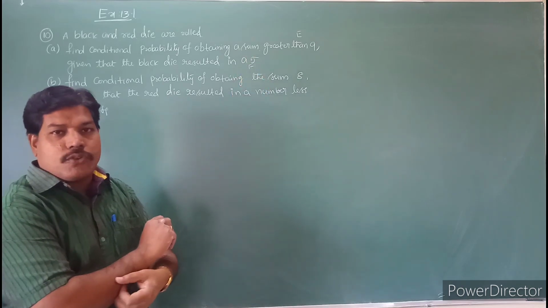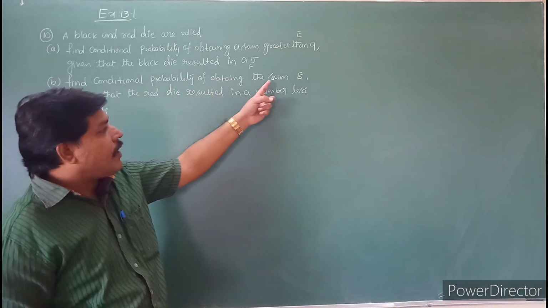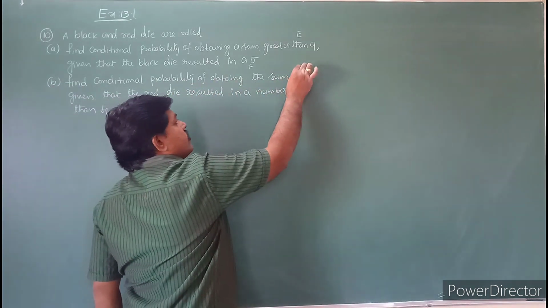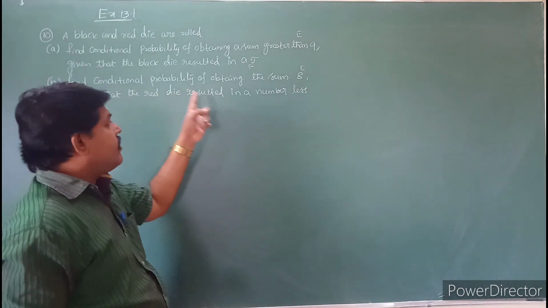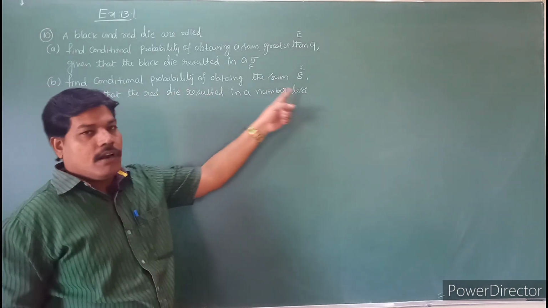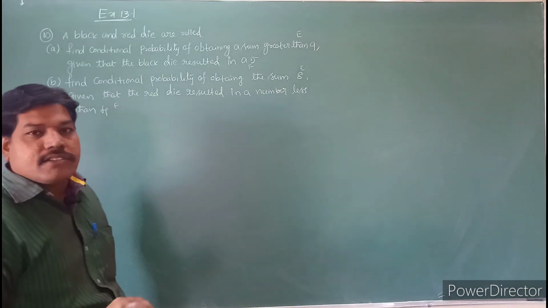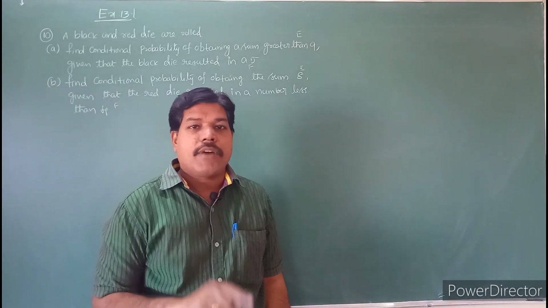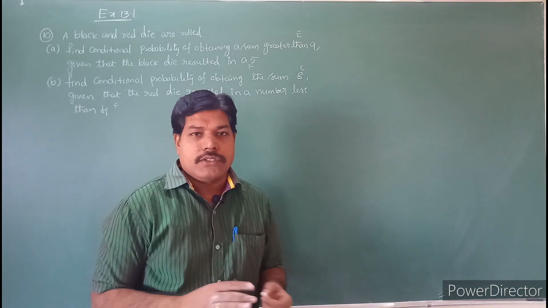After that, what is the second question? Find the conditional probability of obtaining the sum 8. So this is E, given that the red die resulted in a number less than 4. This is F. So here also they are asking the probability of E given F. So see, students, how to solve this question.